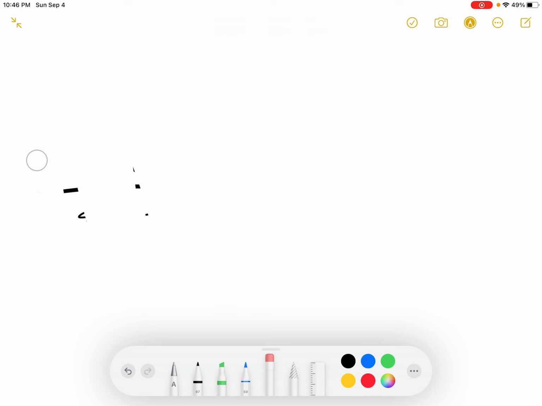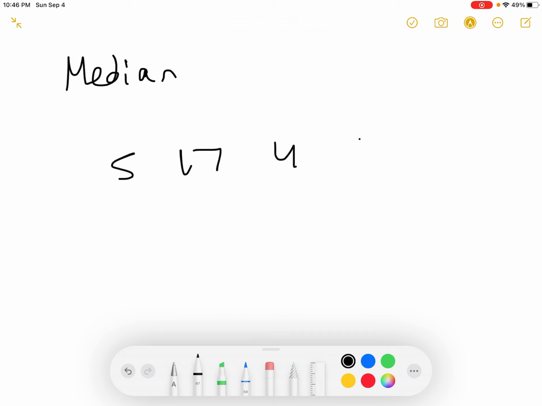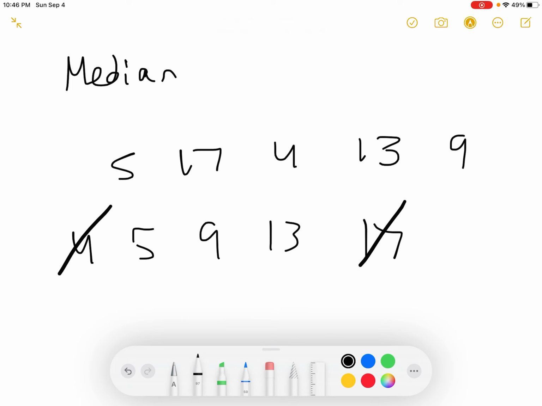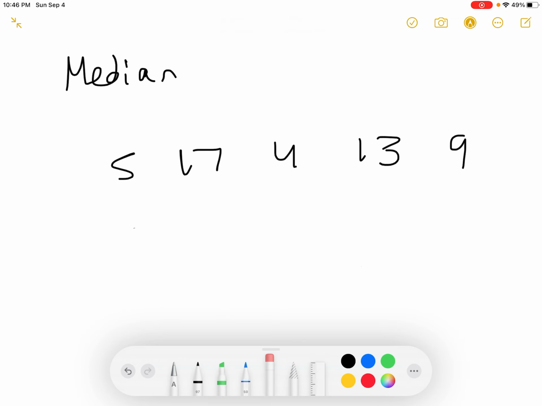There's other things too. Maybe you remember the other ones that you learned. Median, that's the number in the middle. So if you have numbers like 5, 17, 4, 13, 9, how do you find it? Well, you have to put them in order first, and then you cross them out until you get to the middle. But there's sometimes something that you have to be aware of. If there's an even amount of numbers, so let's pretend that 9's not there. Now we just have 4, 5, 13, 17.